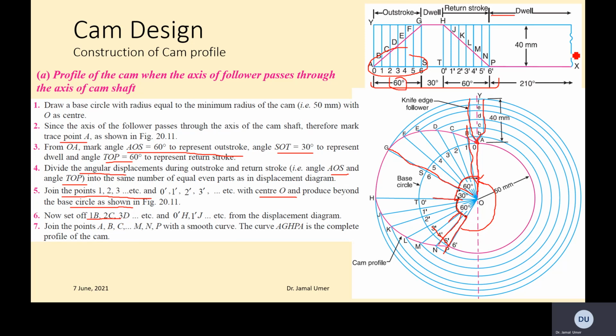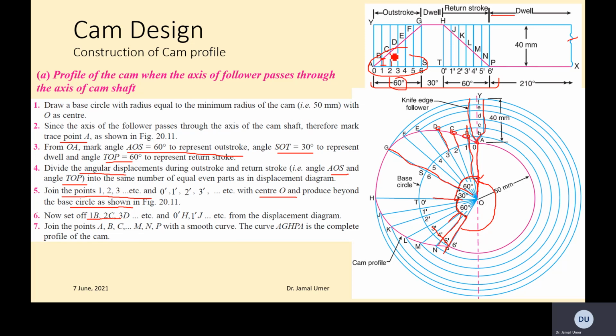Now where will this profile be? For example, to locate the point B, we need to know how far it is from the base circle. We know this from the displacement diagram. You measure this distance, 1B, and then mark it on the line from the base circle.